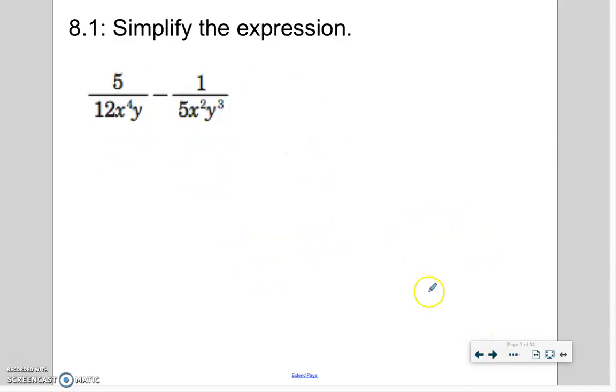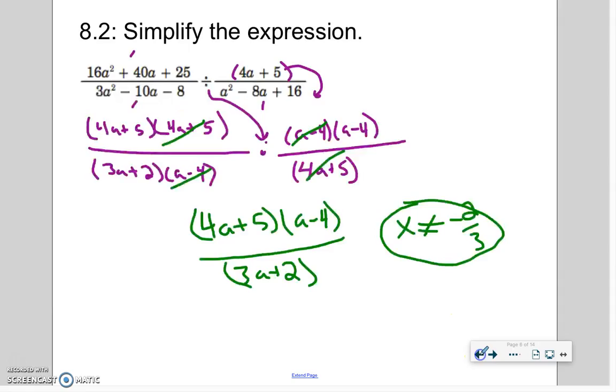Now, the next video will be for 8.1. So this will be where the video will stop for today, for this part 1 on 8.2, simplifying rational functions when it deals with multiplication and division.